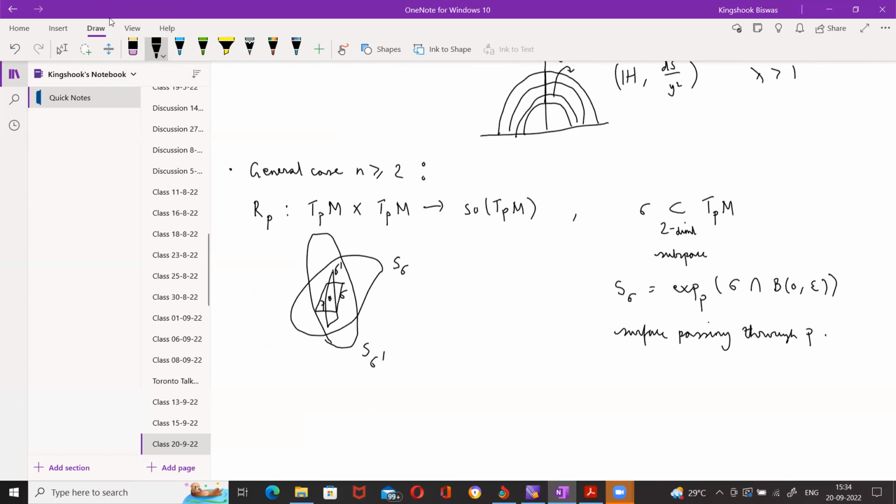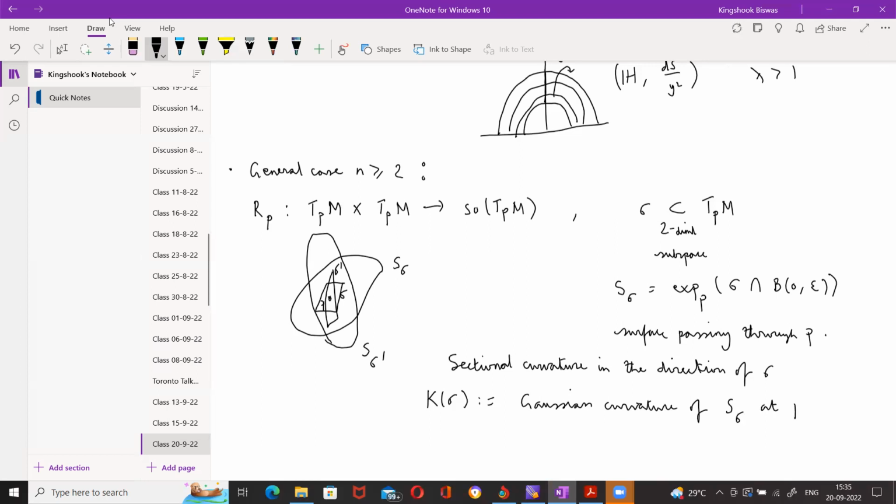Now for surfaces, I can define their Gaussian curvature, right? And so then I can define something called the sectional curvature in the direction of sigma, this two-plane, K sigma. This is defined to be the Gaussian curvature of the surface S sigma at P. Make sense? Yes, sir.